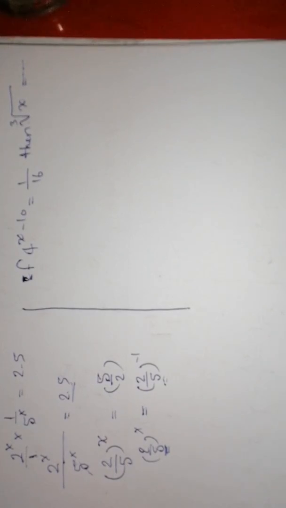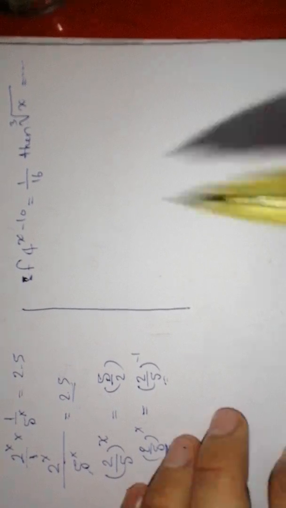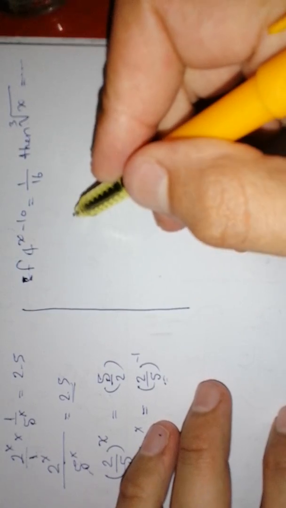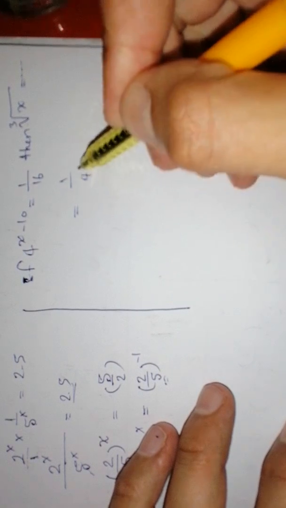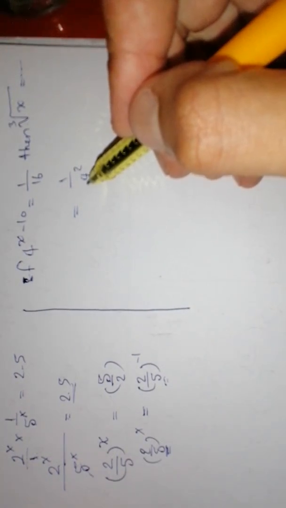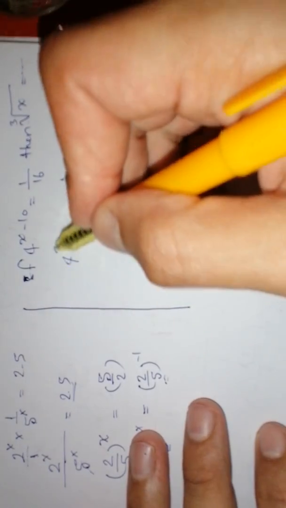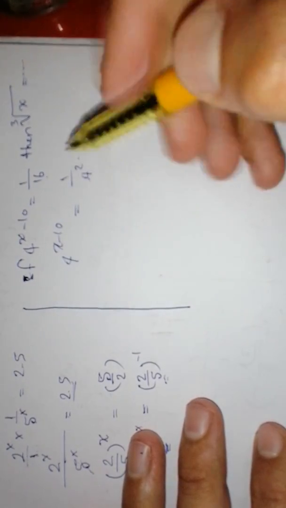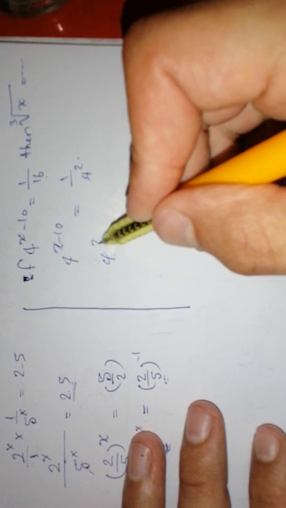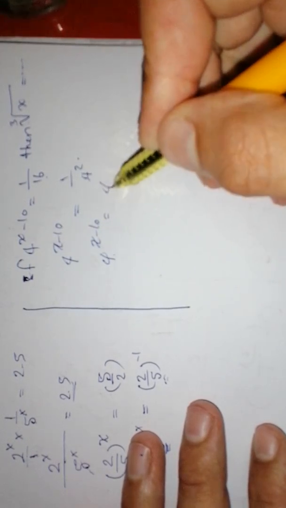And again, we have another question that says if 4 power x minus 10 equals 1 over 16, then the cubic root of x equals dots. So we want to find the value of x, and then we can find the cubic root of the value of x. 1 over 16 can be written as 1 over 4 power 2, which is 4 by 4, which is equal to 16. And then we have on the left hand side 4 power x minus 10, which is equal to 4 power negative 2.